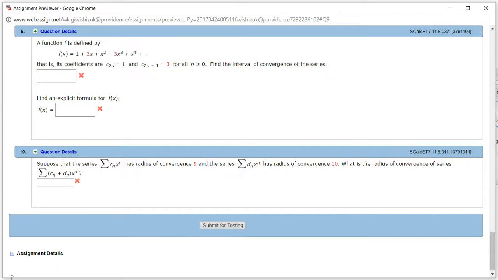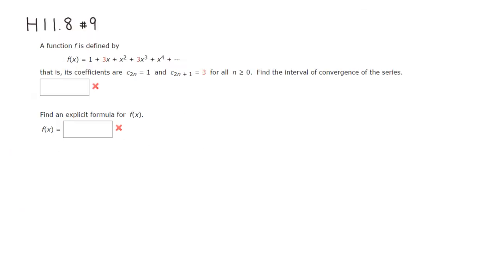Alright, let's look at homework 11.8, problem number 9. We have a function which is a power series, where the even terms have 1 as a coefficient, and the odd terms have 3 as a coefficient. We want to find the interval of convergence of this series. So let's do that.